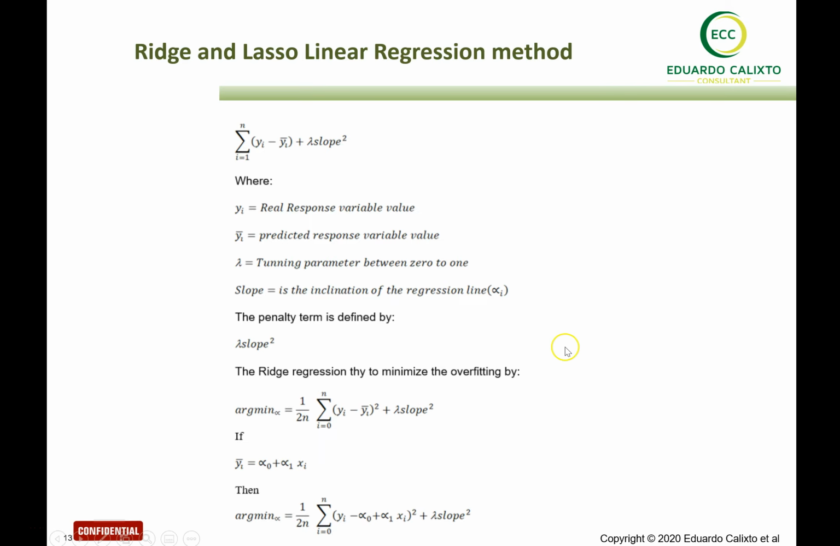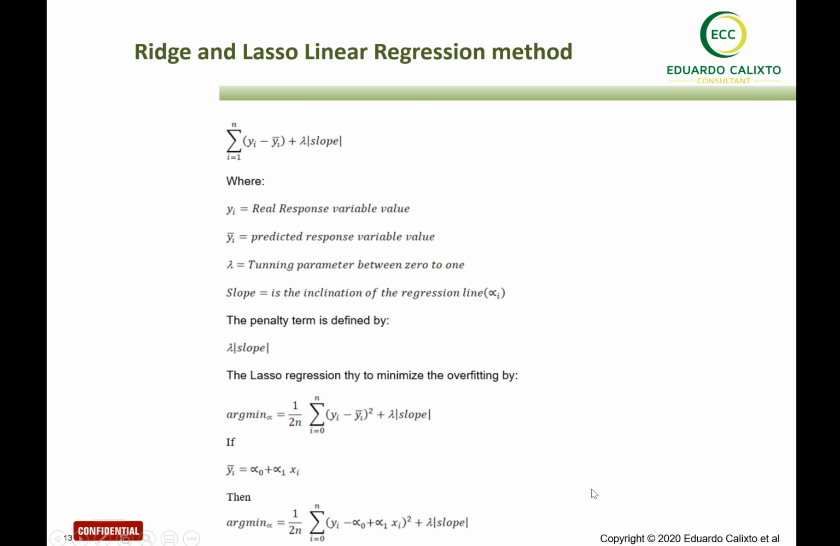That is to minimize the distance between the points by including a penalty function term here. So the difference that we have in a Lasso regression is just that rather than having a slope squared, we have the slope represented like this equation here, and the principle will be the same.